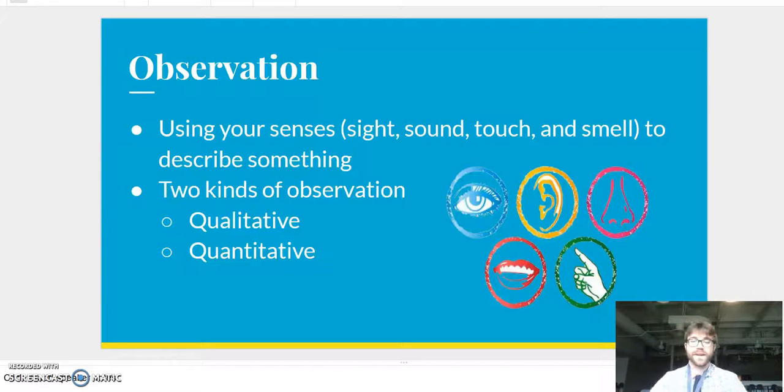Hi everyone. All right, it's time to start studying for your test next week. So, these are the basics of science. We're going to go over some key vocabulary words first, and then we're going to jump into the scientific method.